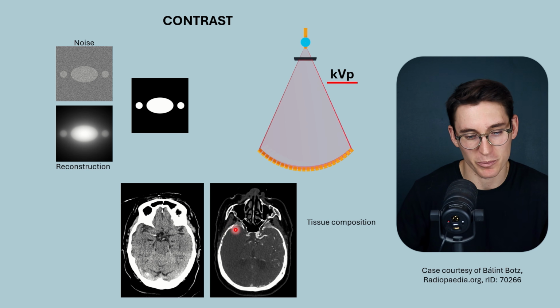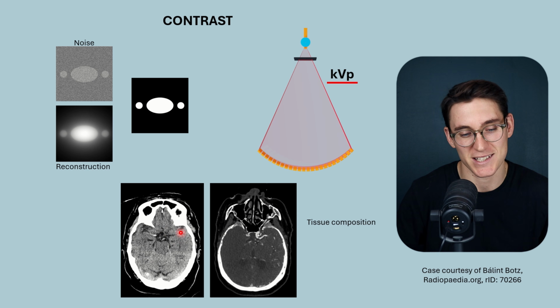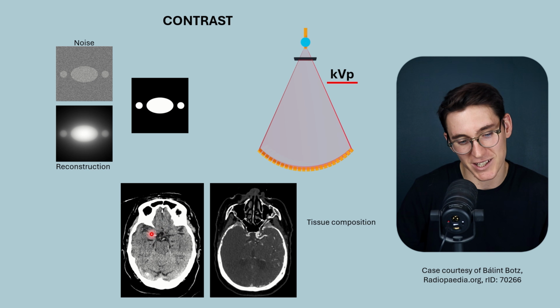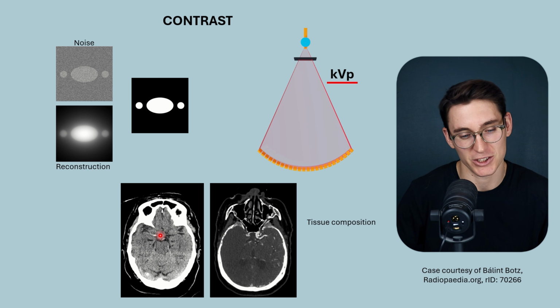Notice how the tissue composition drastically influences the contrast resolution in the image. Bone is very dense, soft tissue is much less dense. We've got good contrast resolution between soft tissue and bone, especially in this windowing. Notice how we've got a dense clot within the right MCA here. This clot is much more dense than the blood or the CSF or even the surrounding brain tissue. That tissue composition difference is going to give us contrast in the image.